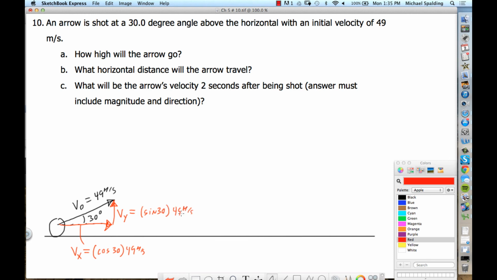Okay? So those numbers come out as the x value comes out as 42.435 meters per second. The y value comes out as 24.5 meters per second.